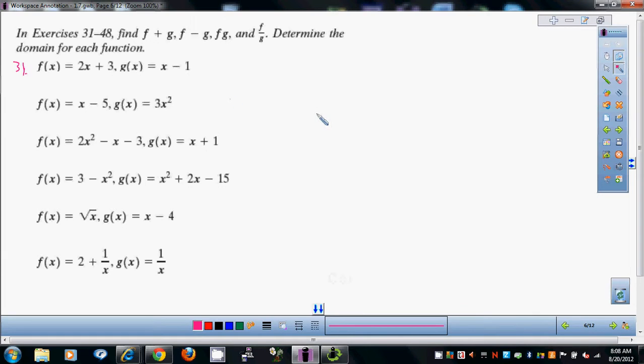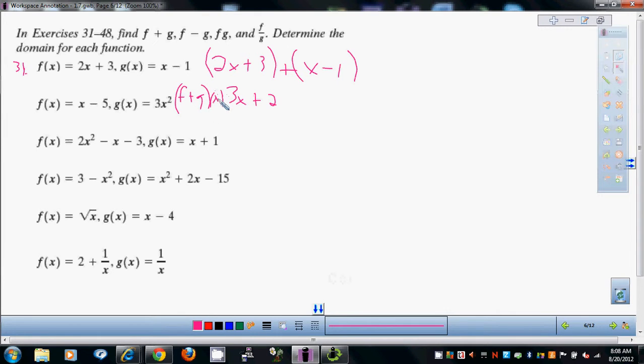When you add and subtract functions, it's literally like terms. That's it. You take f of x plus g of x, and it looks like first we are adding. So what are my like terms here? 3, yeah, x. So 2x plus 1x, 3x. 3 plus a negative 1 is 2. So this is f plus g of x. That's f plus g of x. We just literally add them together.